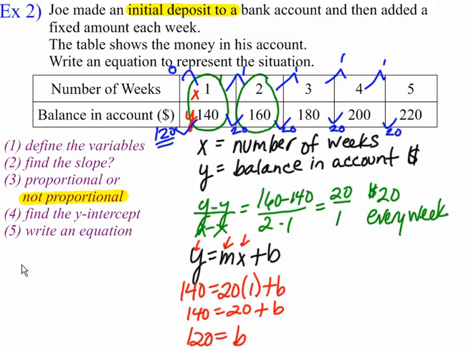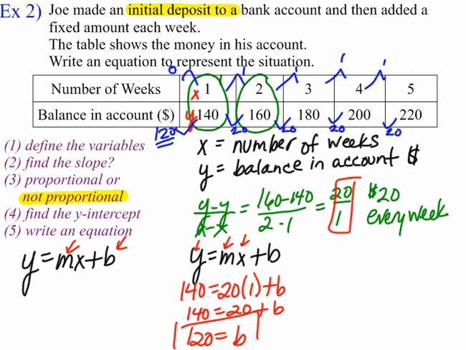So once again, we're going to write an equation, y equals mx plus b. And we're going to take our values for the slope and the y-intercept that we just found over here, which is 20 and 120. And we're going to write ourselves an equation. So we're going to write y equals 20x plus 120. And again, how does this tell the story? What's going on? Well, Joe made an initial deposit of $120 when he went to the bank. And then every week he added $20 more. So hopefully this explains how to write an equation from a table and also from a description.